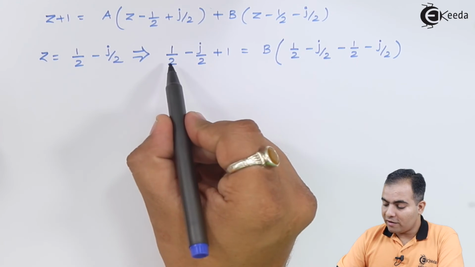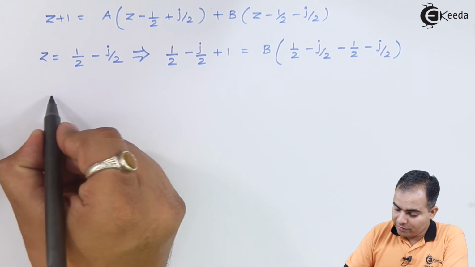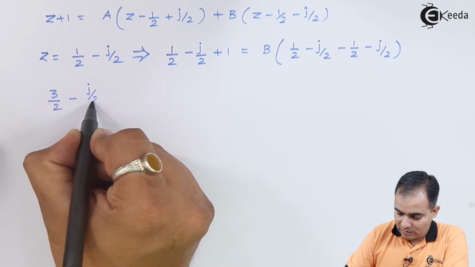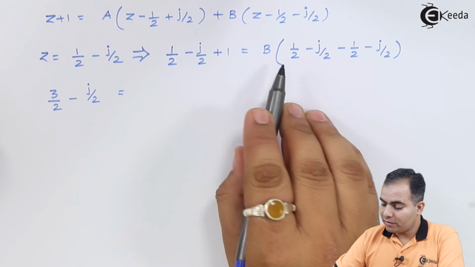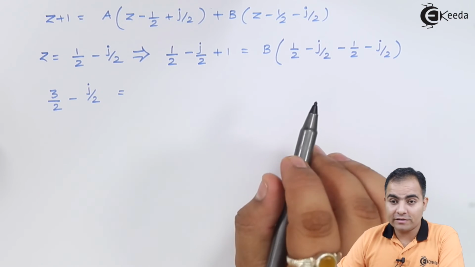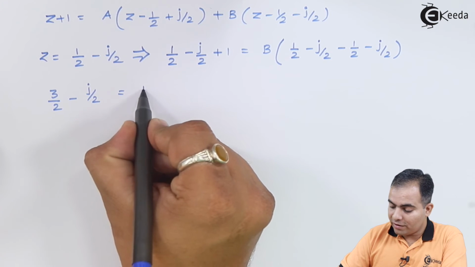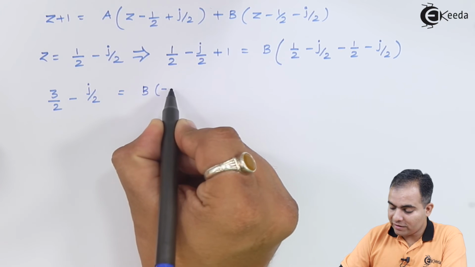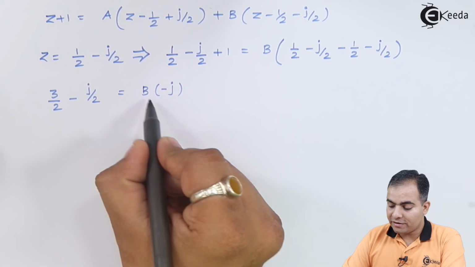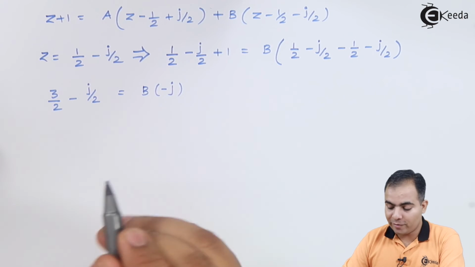Now half plus 1, answer is 3 by 2, and minus j by 2. Next half and half will get cancelled, and minus j by 2 minus j by 2, answer is minus 1. So our B is multiplied by minus 1 into j, or simply minus j. Now I'll shift this minus j to the left hand side denominator. So what will you get?